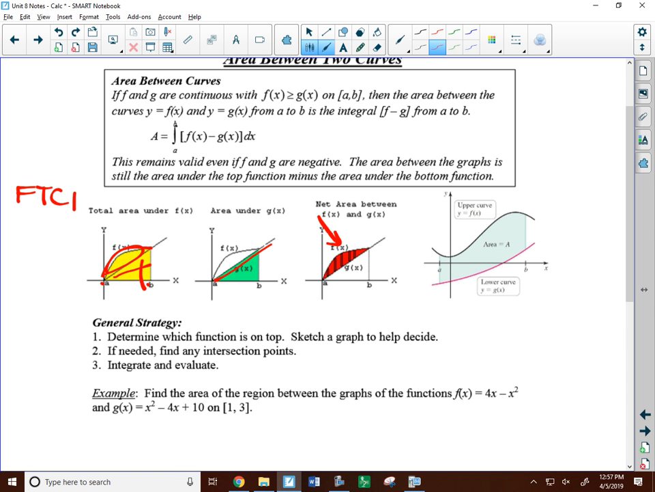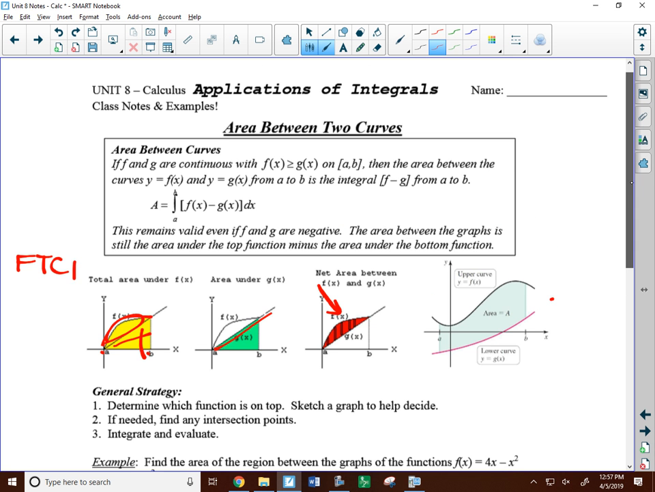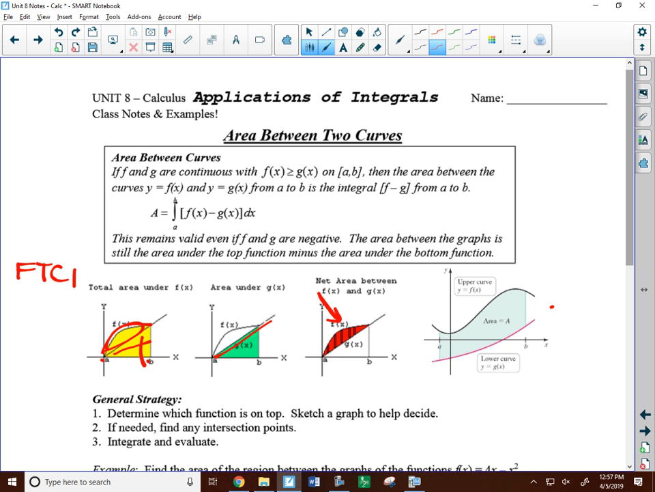Here's another example. The area, we would FTC1 an integral, one function minus the other function. And what it boils down to is, I would say, top minus bottom. So up here, to outline it, they say f and g have to be continuous functions. There can't be a break in the graph, and it's got to be a closed interval.